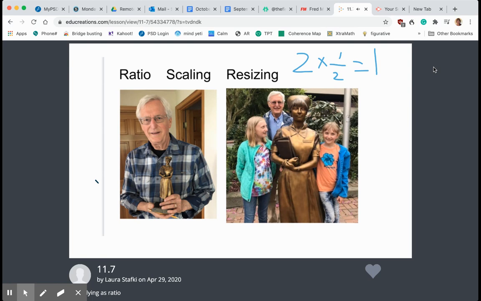Can you think of other times when you might resize or scale? Maybe if you're into architecture, you might use resizing and scaling. Lots and lots of different times. So today, that's what we're going to be learning about.